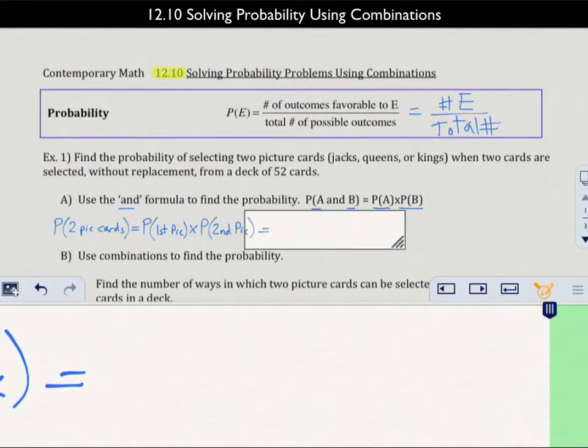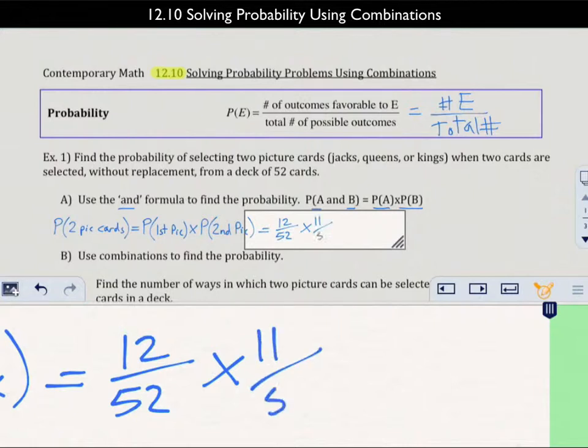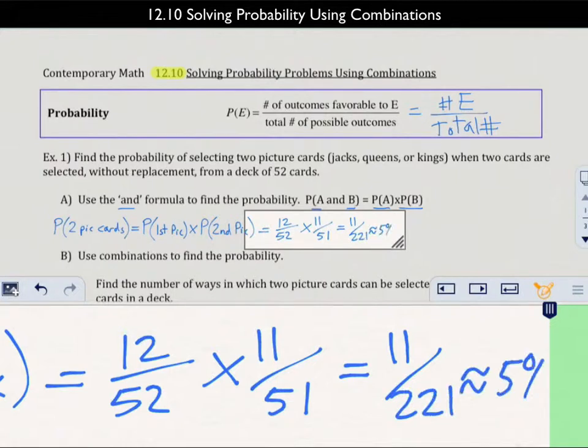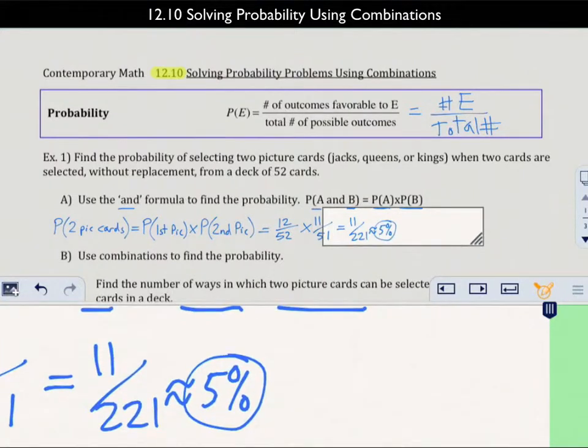Okay, now this is done without replacement. So the first one, we have a 12 in 52 chance. And since we assume we got one of the picture cards, now we're down to an 11 in 51 chance of getting a second picture card. And this ends up being 11 over 221, which is about 5%. Okay, so that's how we use the AND formula when we have two events happening simultaneously.